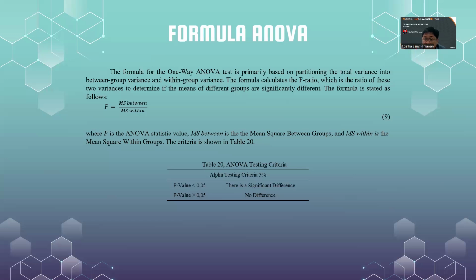Alpha test criteria is 5%, p-value 0.05. There is a significant difference, or no difference, for p-value is 0.05.